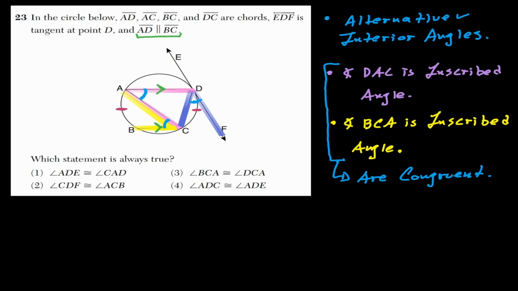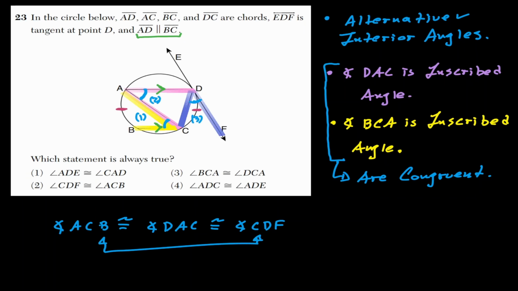So here we have a transitive property. Our first angle, ACB, is congruent to our second angle, angle DAC. And we have just shown that that's also congruent to our third angle, CDF. But by transitive property, we can just say that angle CDF is congruent to angle ACB, which matches option number 2.